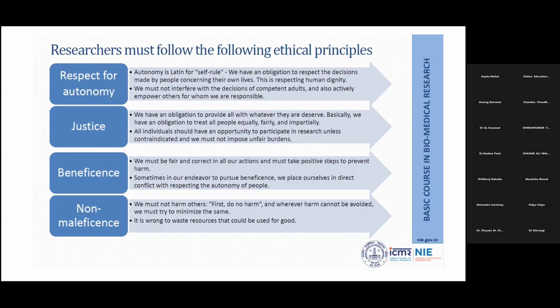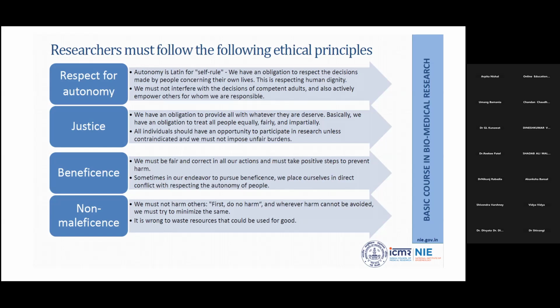Next is the principle of justice. What do we mean by justice? Justice means equal distribution, equal, fair, impartial treatment to all people, irrespective of their caste, their gender, their ethnicity, everything. So irrespective of anything, all participants must get an opportunity to participate in research, unless contraindicated, such as in pregnancy. In that case, we don't have to impose any research on them, but otherwise we must treat them all equally, not that females are not to be taken in a particular study or like that. So it has to be equal distribution.